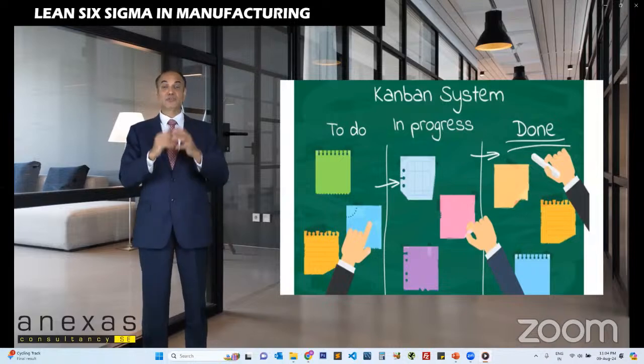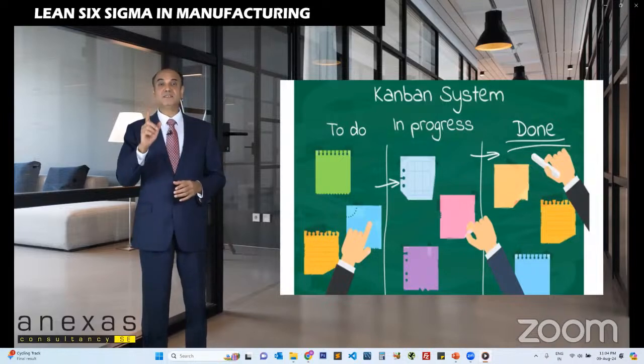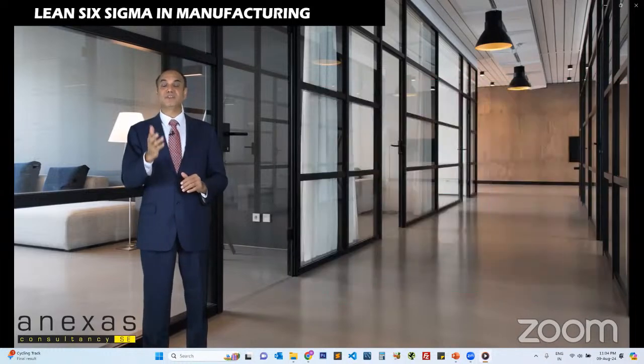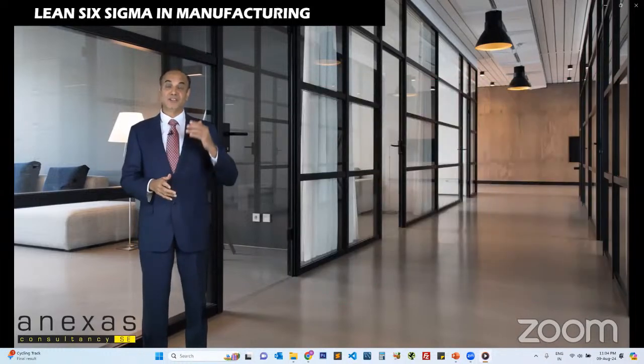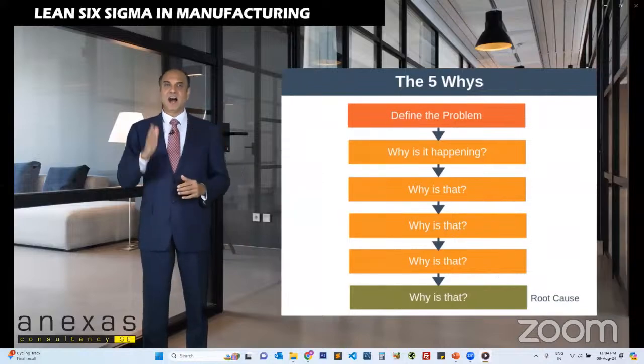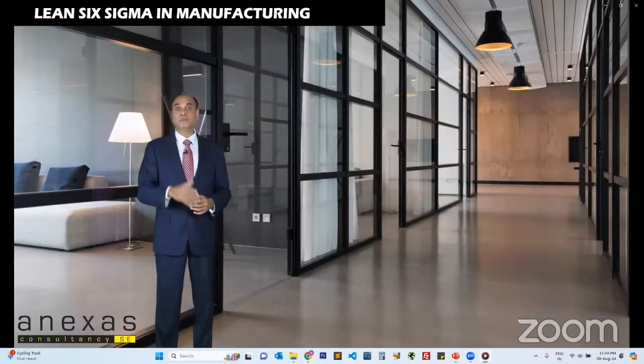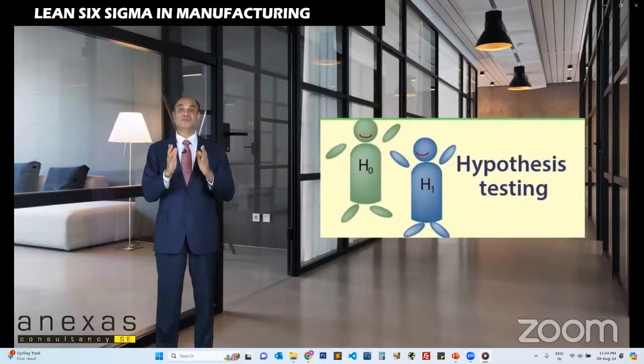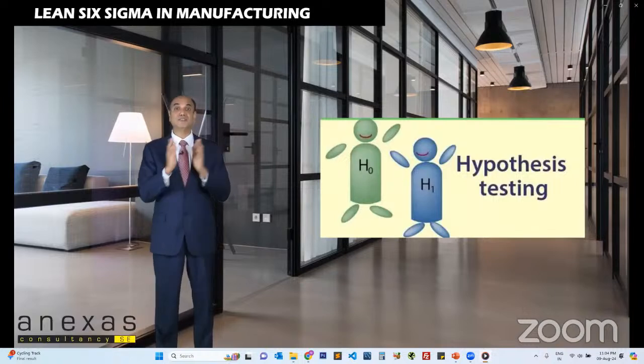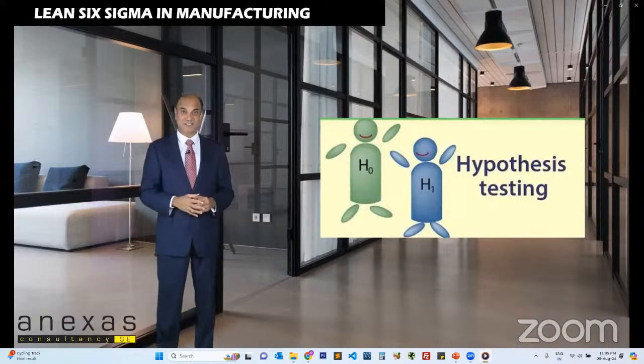Kanban. It is a visualizing tool on maximizing the flow of goods and work without unnecessary inventory or transportation. Then we have 5 Whys. Ask why 5 times and you will get to the root cause of the problem. Hypothesis tests. They establish the relationship between the outputs and inputs, and you can get the root cause with 95% confidence.